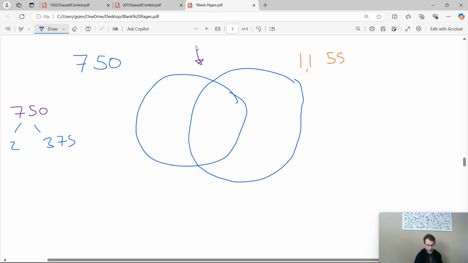375. It's no longer divisible by 2, but I can spot that it's divisible by 3. So when I divide 3 into that, I get 125. Is that right? Yeah, indeed it is. Then I'd notice that that is no longer divisible by 3, but it is divisible by 5. So it's 5, and that gives me 25, and then that's 5 and 5. So 750 can be written as 2 times 3 times 5 cubed, 3 copies of 5.